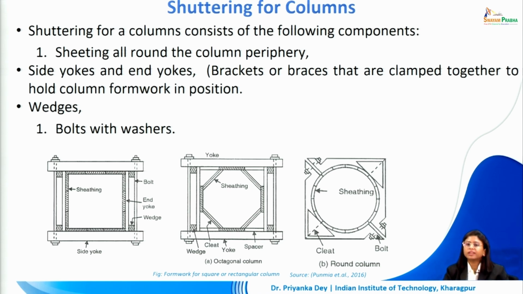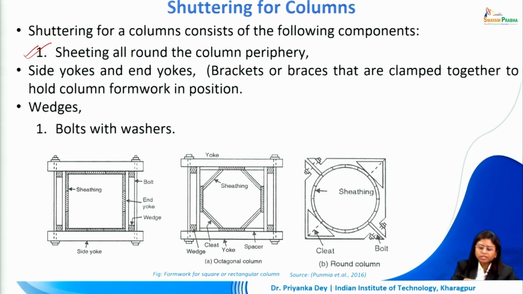Now, shuttering looks very different depending upon whether we are going for columns or other parts. So, shuttering for a column consists of the following components. First of all, we have sheathing all around the column periphery. We also have side yokes and end yokes. So, these are brackets or braces that are clamped together to hold the column formwork in position. Then we also have wedges, bolts with washers, etc. that are used.